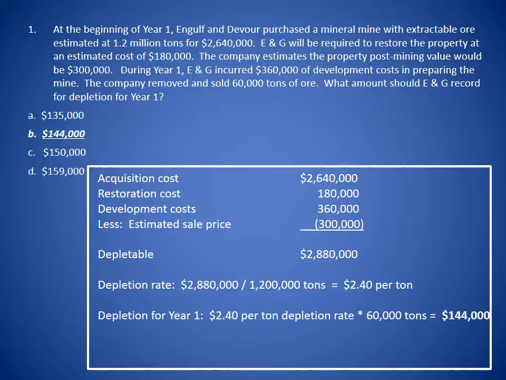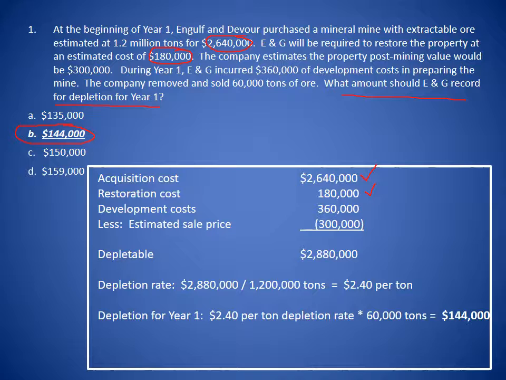Okay, let's take a look at the answer to number one. What amount should E&D record for depletion for year one? The answer in this case is B, $144,000. So let's go over the calculation. We had an acquisition cost of $2,640,000, so we have to add that. That's the acquisition of the property. Also, we know that we're going to have to restore the property according to state law, and based upon the requirements, we're going to have to spend $180,000 to restore the property.